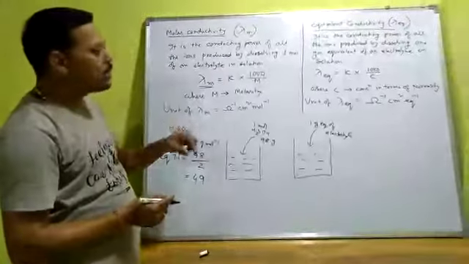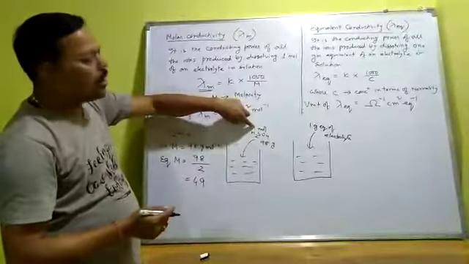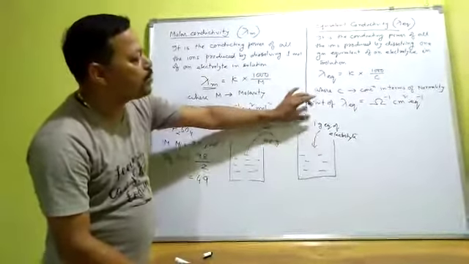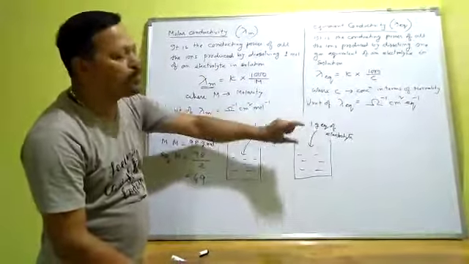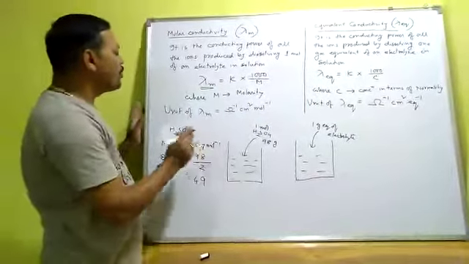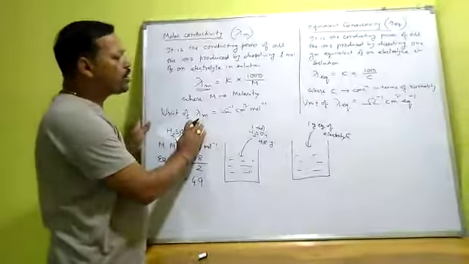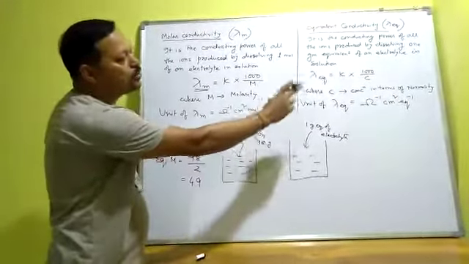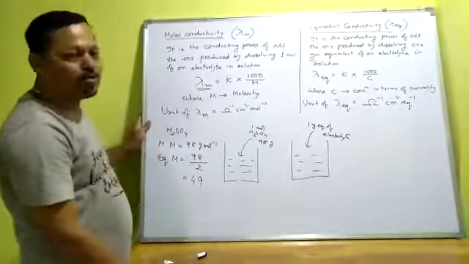To get molar conductivity you have to dissolve 1 mole, that means you apply the molar mass, and to get equivalent conductivity you have to dissolve 1 gram equivalent, that means the equivalent mass of the electrolyte. Always remember, the unit of molar conductivity is ohm inverse centimeter square mole inverse, and the unit of lambda eq is ohm inverse centimeter square equivalent inverse.